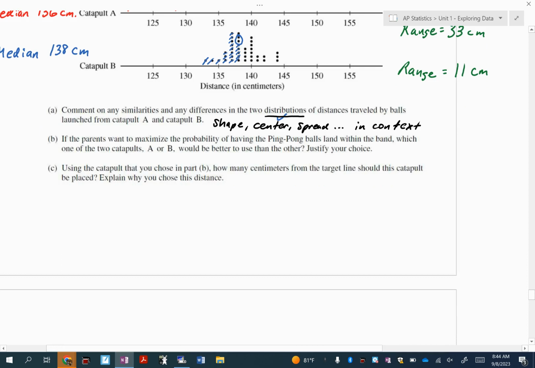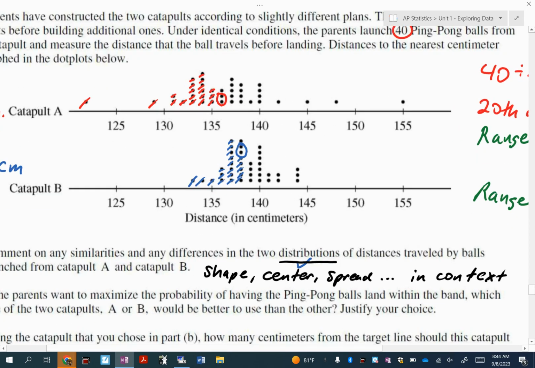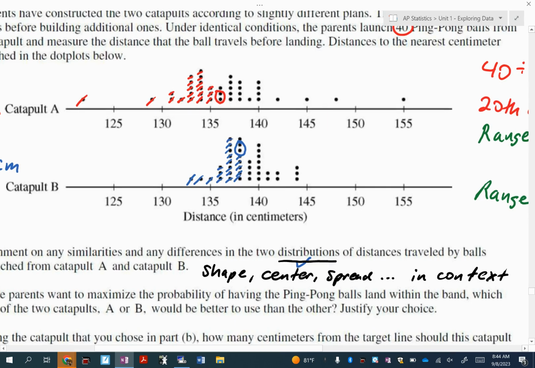Which one of the two catapults, A or B, would be better to use than the other, and justify your choice? Okay, so let's drill down onto the dot plots. Would anyone like to raise their hand and give us a reason that they would choose one of the catapults in terms of setting it up for the game, essentially, at the fair? Which one do you think would be, quote unquote, better to use if you wanted to try to win that game at the fair? Anyone raise their hand?